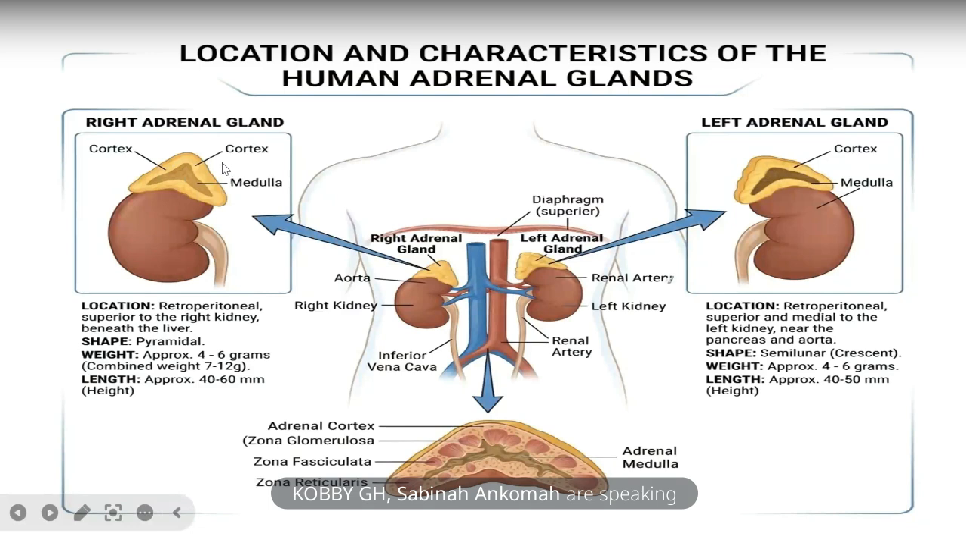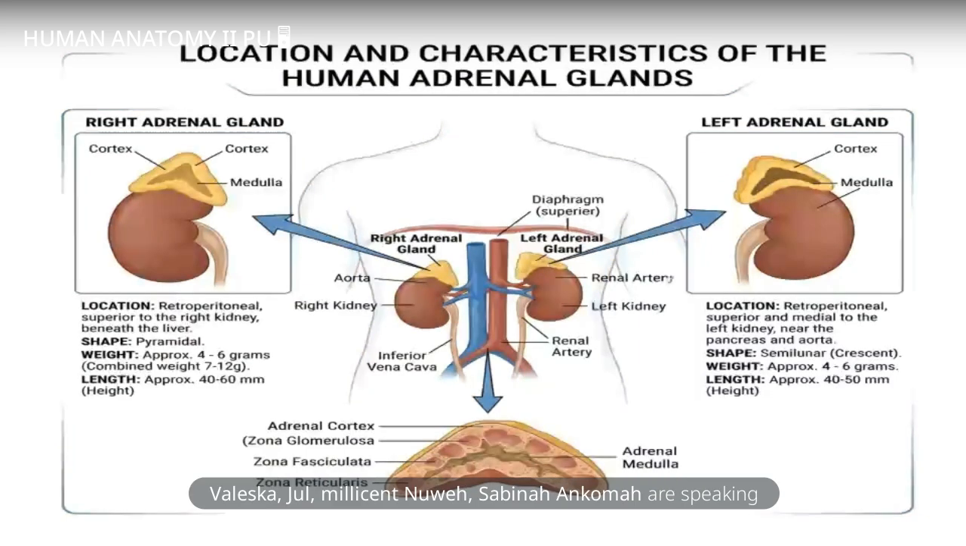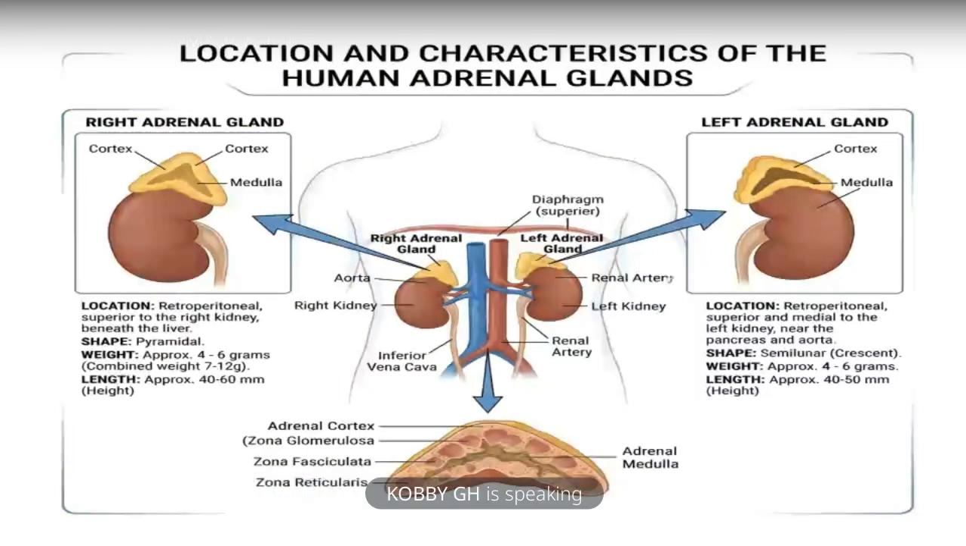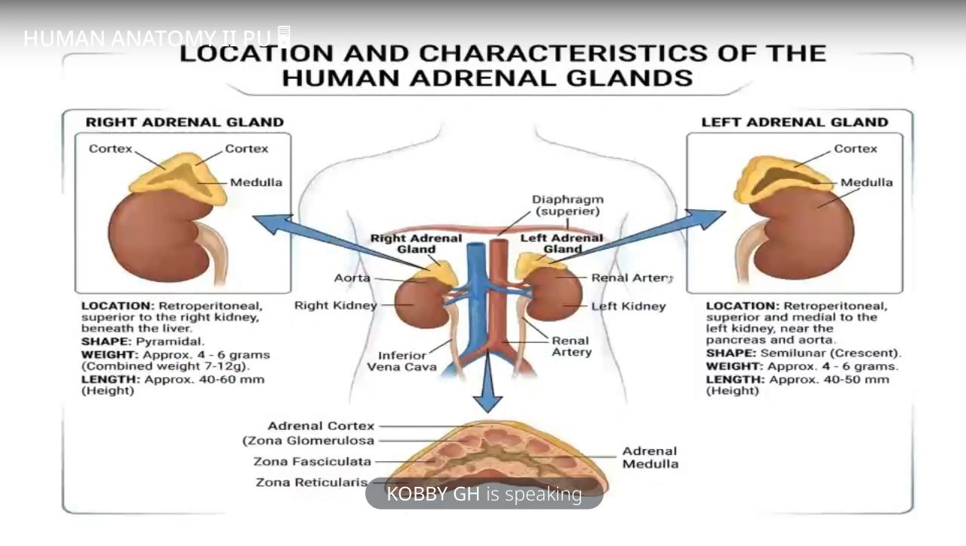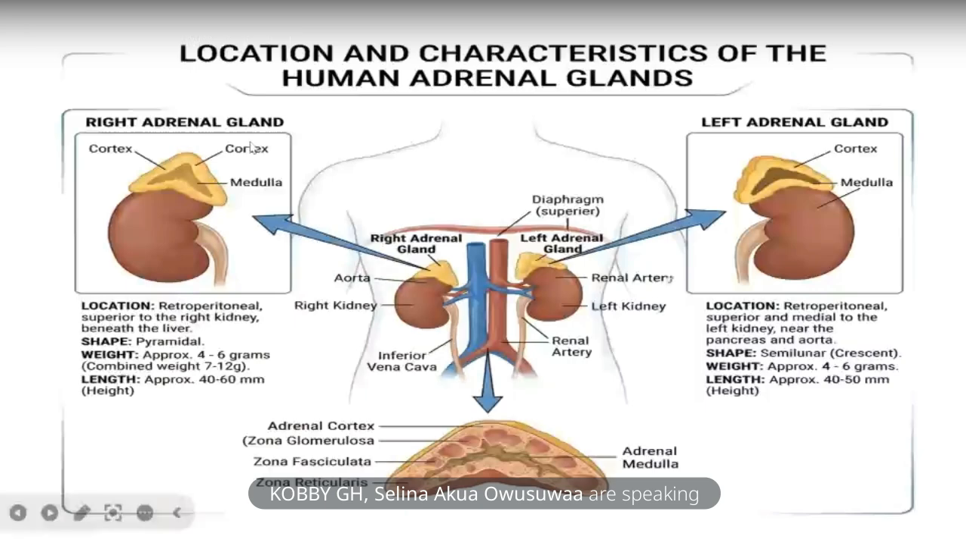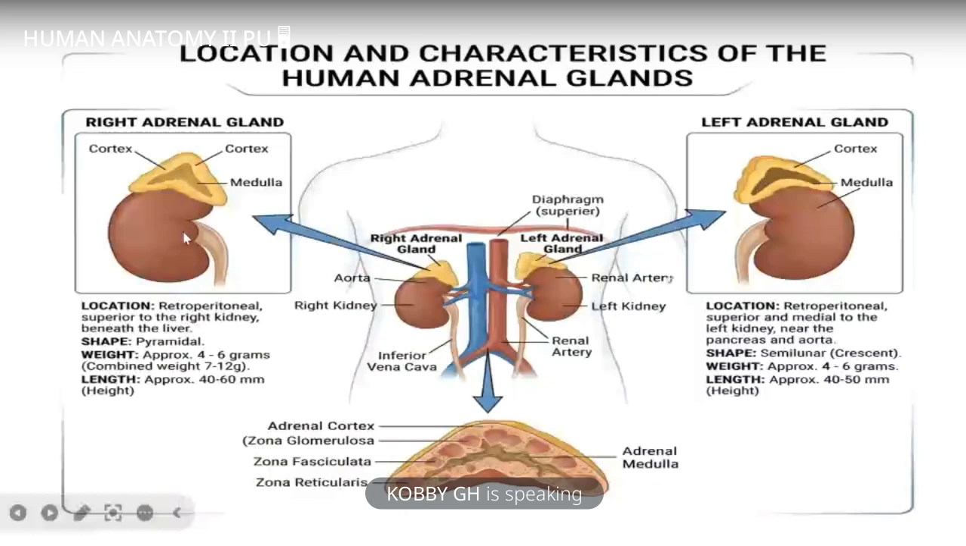If I ask you how many adrenal glands do we have, what would be your answer? Two. Why two? Because we have two kidneys, and each one has a gland on top of it. Is that okay? We have two adrenal glands, and each of them sits on top of each of the kidneys. That's why we call them suprarenal glands.